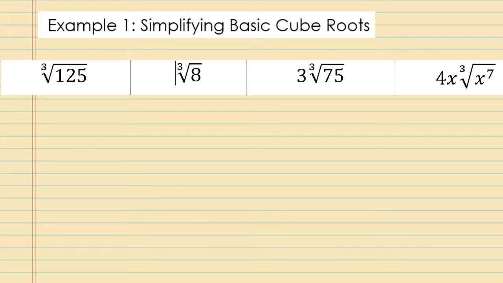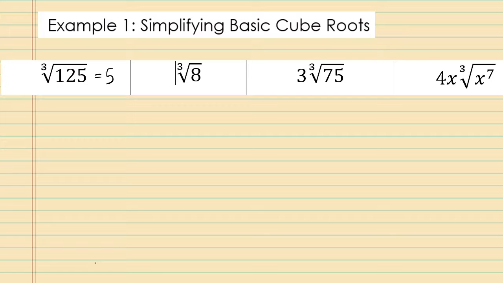Cube root of 125. 125 is a perfect cube. Cube root of a perfect cube is going to be 5. A cube root and a perfect cube are inverse operations of each other, so they will undo each other. That's why we try to find perfect cubes.